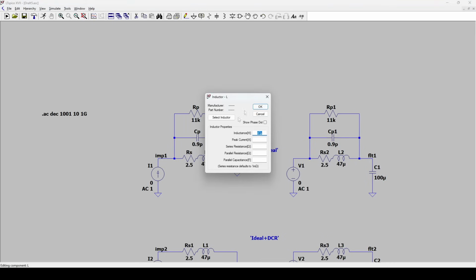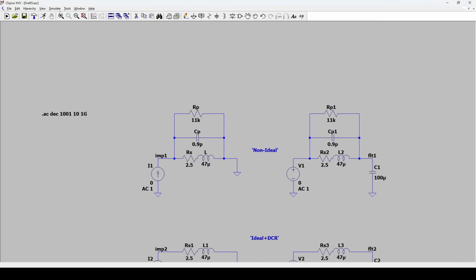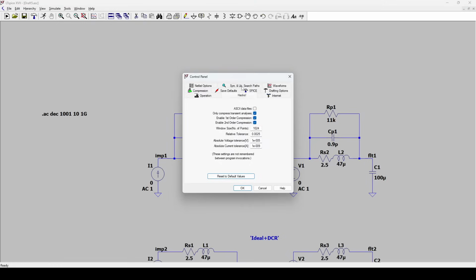Keep in mind, however, you will have also seen in the inductor properties dialog that a series resistance defaults to 1 milliohm if no series resistance is given. That's important to note. Also, if we go to the hammer on the top left and go to hacks, there's also this checkbox which is checked by default, which says supply a minimum inductor damping if no R parallel is given. So you might want to uncheck that and use your own parallel damping values.